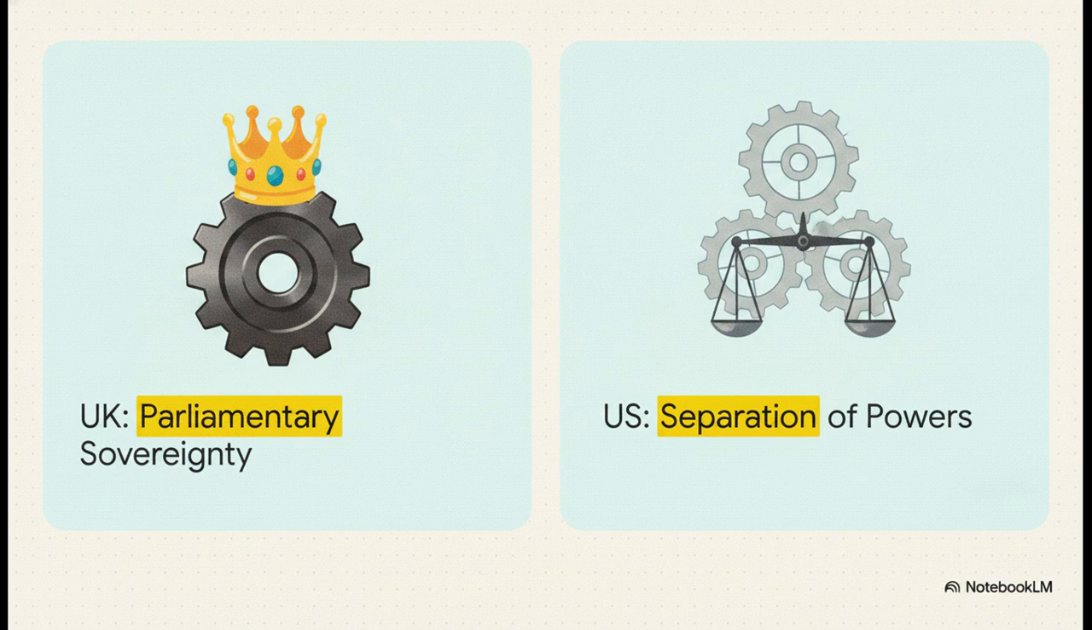And this sets up a brilliant contrast as we pivot to our next destination. While the UK concentrates power heavily through that parliamentary sovereignty, the United States takes a fundamentally different engineering approach. They rely on a mechanical division of power through separation and checks and balances. It's just a completely different structural philosophy.